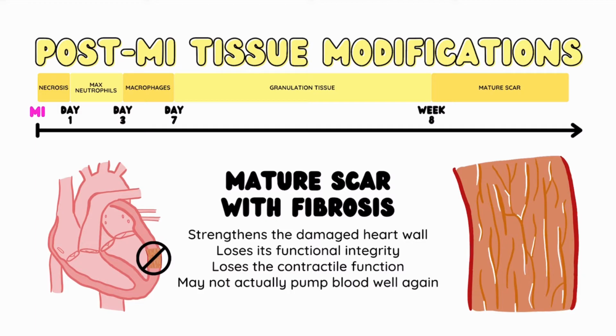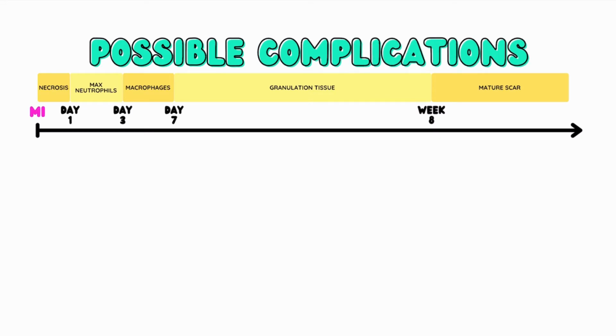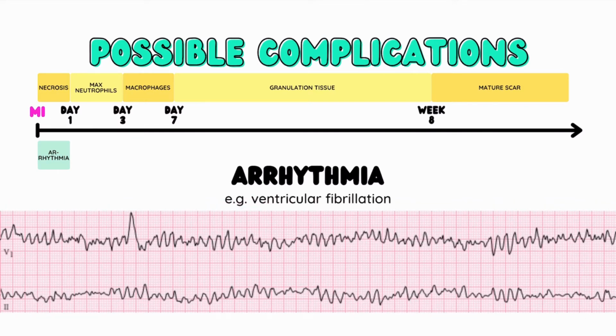Now that we understand the timeline of post-MI healing, as well as the nature of fibrotic tissue, let's try to understand the possible complications that may happen in the days, weeks, and months following myocardial infarctions. Within the first 24 hours post-MI, the person is at risk for a cardiac arrhythmia, such as ventricular fibrillation. Arrhythmias are actually the leading cause of death during this time frame, and can often cause people to die before ever reaching the hospital.